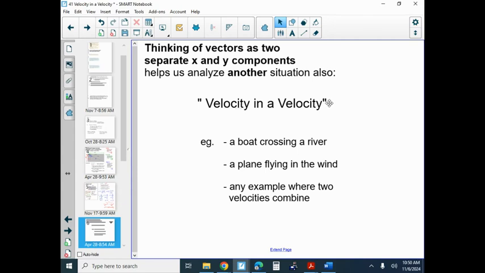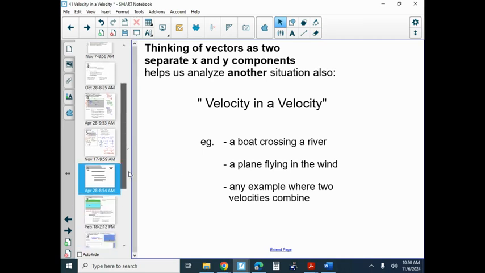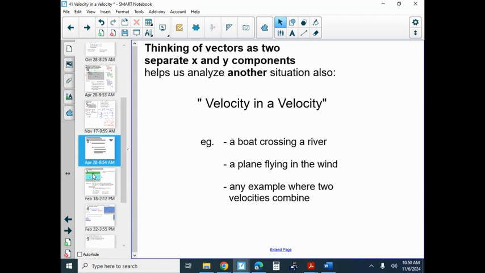velocity in a velocity. And so you can think of a situation where you're in a boat crossing a river. You got the boat's velocity and the river's velocity combining. Or an airplane flying in the wind. You got the plane's velocity and the wind's velocity. Or any situation where you have 2 velocities combining. One of the examples in the homework is like someone walking on a train, right? The train's velocity and your velocity walking inside the train would combine.